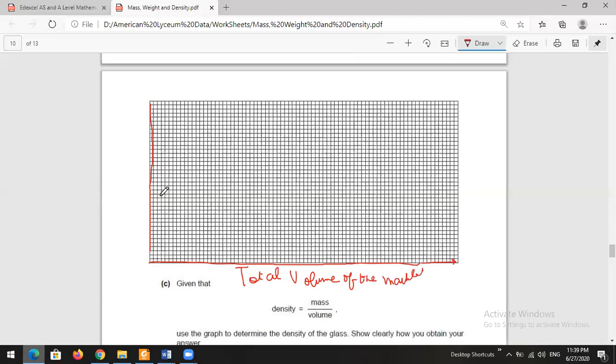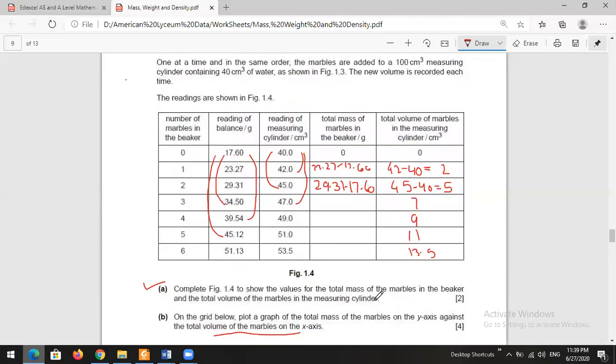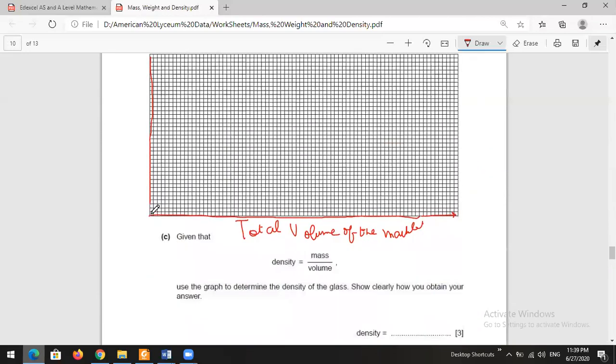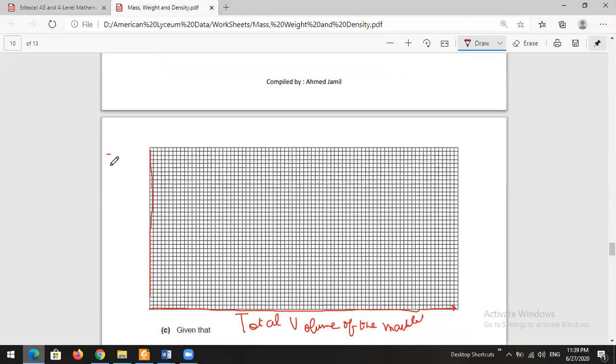And here, along the y-axis, we will write the total mass of the marbles. So this is along the y-axis.